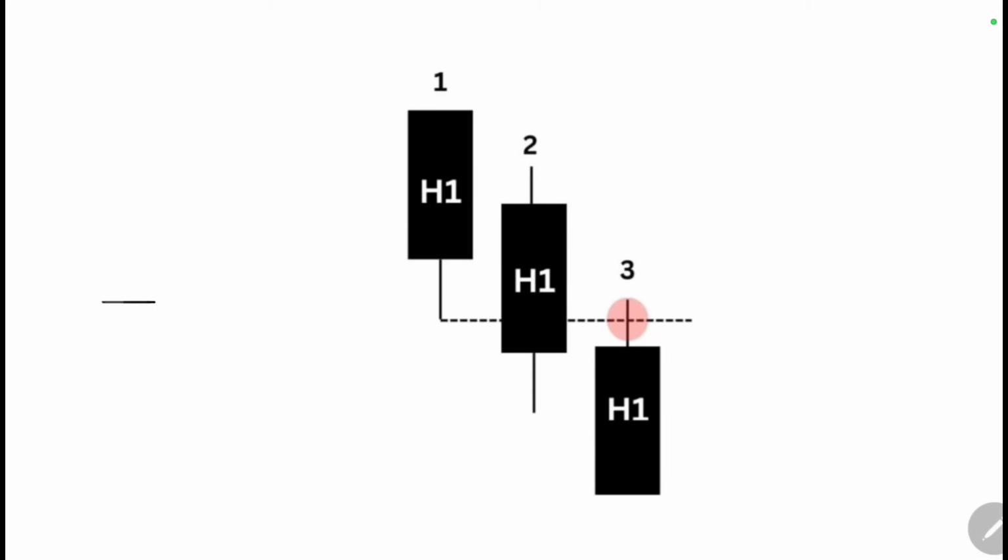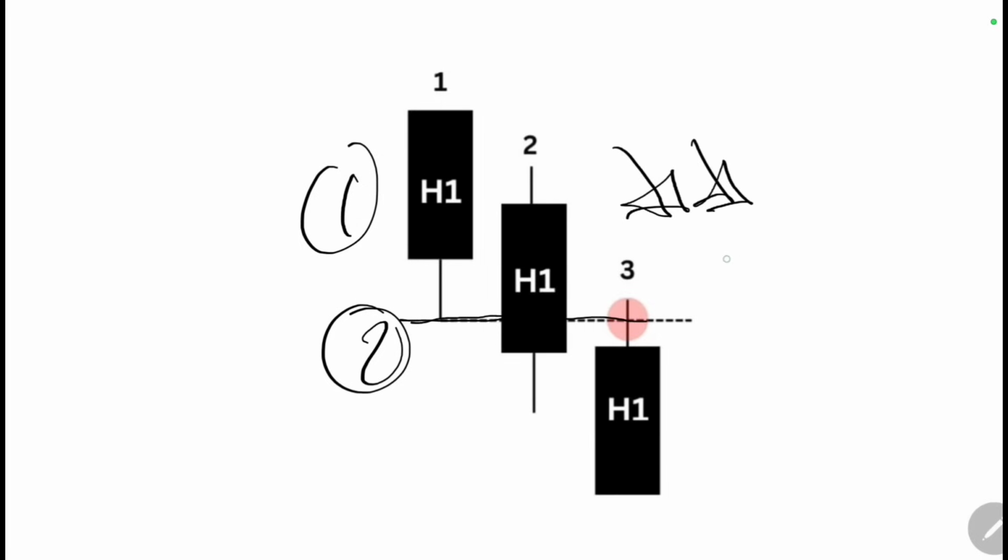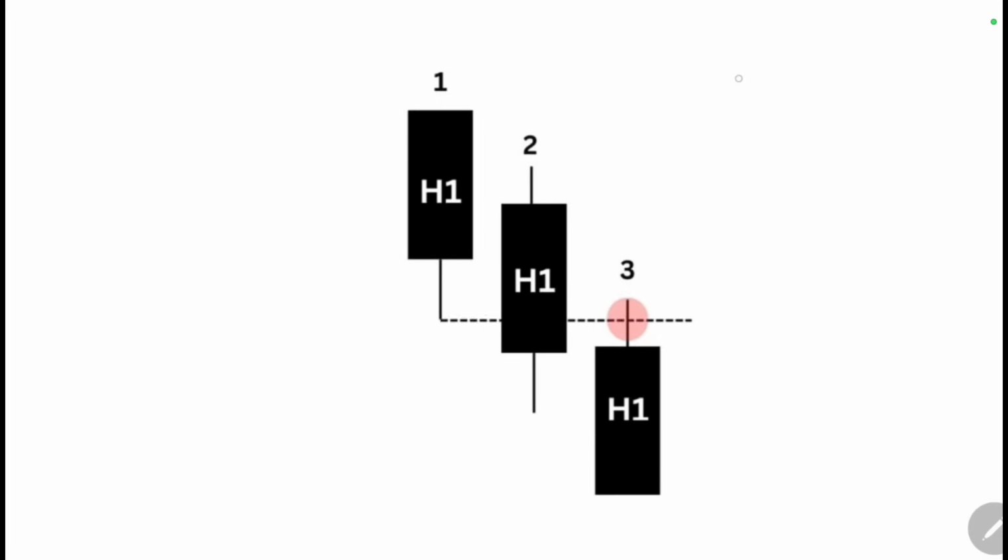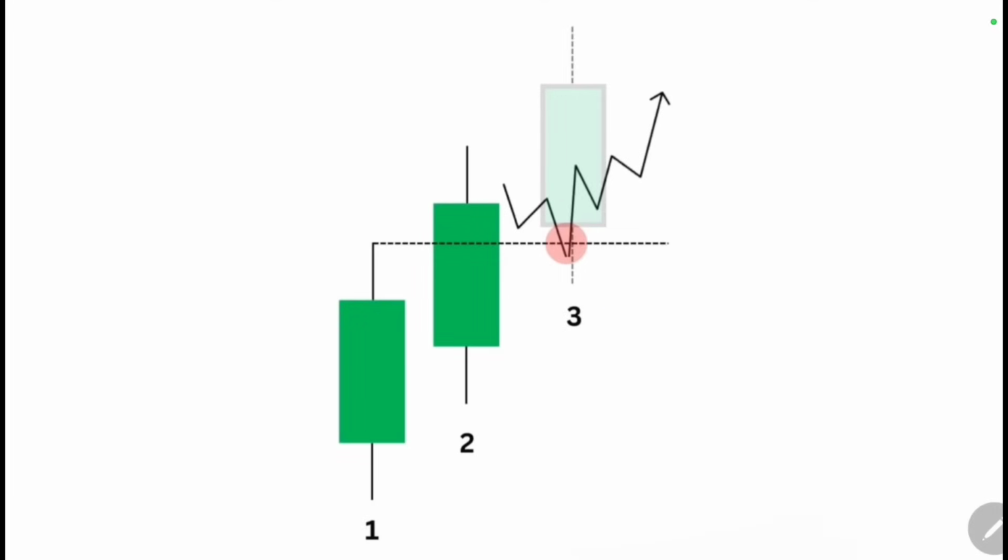All you need to do is to identify your candle number 1 and candle number 2, and now you mark the low of candle number 1 for a bearish scenario. Once you've marked that low, you are waiting for the third candle to form at that point. Once it forms there, you step down to a lower time frame to look for your entry confirmation.